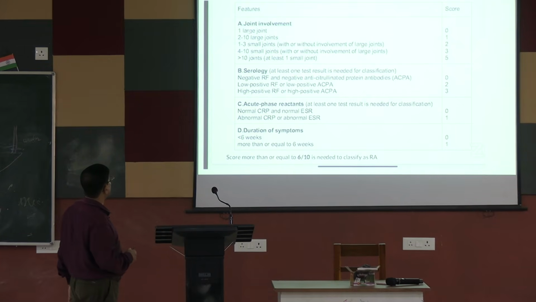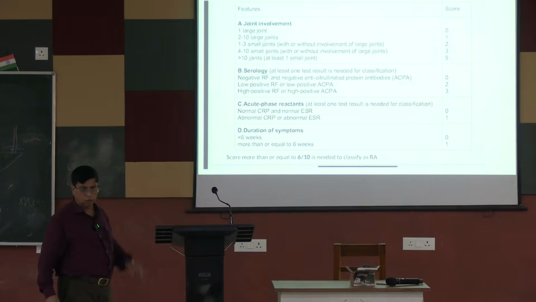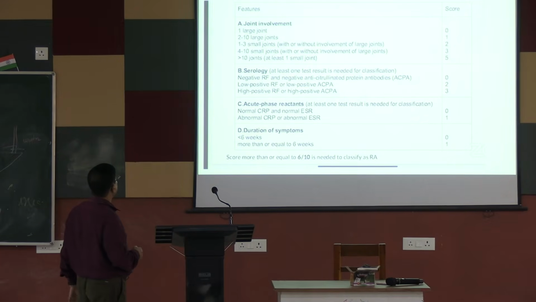Features are joint involvement. One large joint involvement, good, 0. So if a patient comes with a single monoarticular arthritis, knee joint involvement, the score is 0. It is not a rheumatoid arthritis. 2 to 10 small joints, it is 1. It is written in your book.